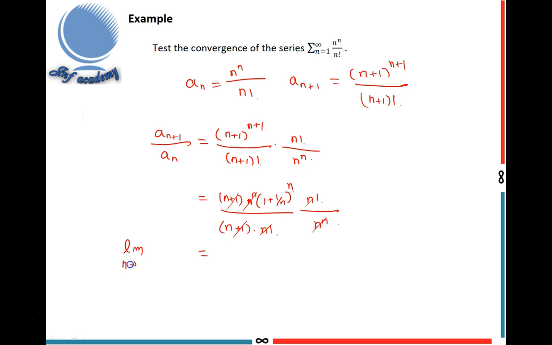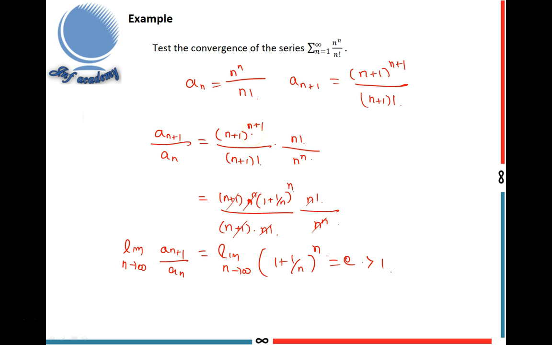So limit n tends to infinity an plus 1 by an equals limit n tends to infinity (1 plus 1 by n) whole power n. This is the known result: limit n tends to infinity (1 plus 1 by n) whole power n equals e. This is 2 point something. So this value is greater than 1.